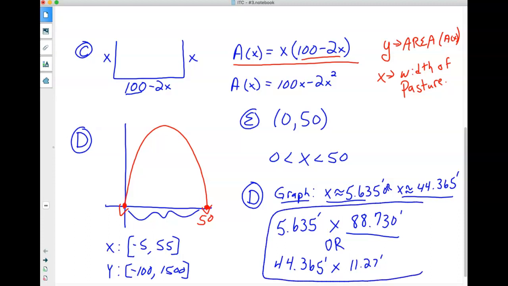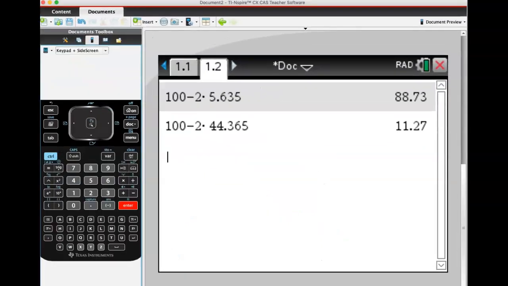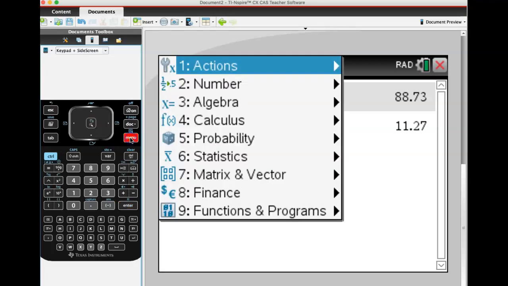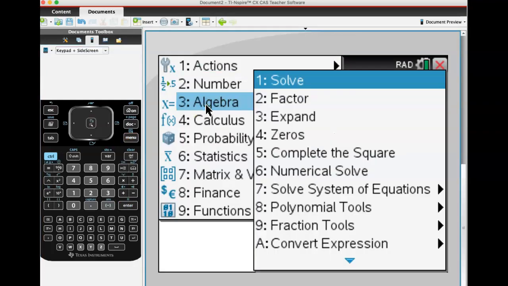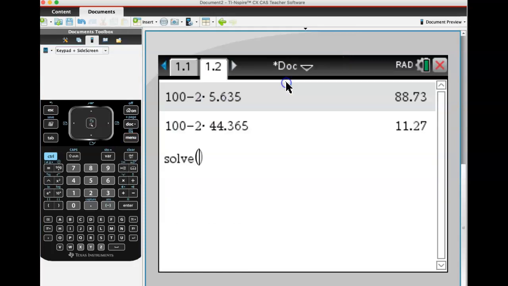Now there is another way to do these. You don't have to have your graph, okay? I actually use this a lot in calculus, okay? This is why you have the CAS model. We are going to use the solver, okay? And what we are going to do is hit Menu, Algebra, and hit number 1, Solve. And what do we want to solve? We want to solve our equation.